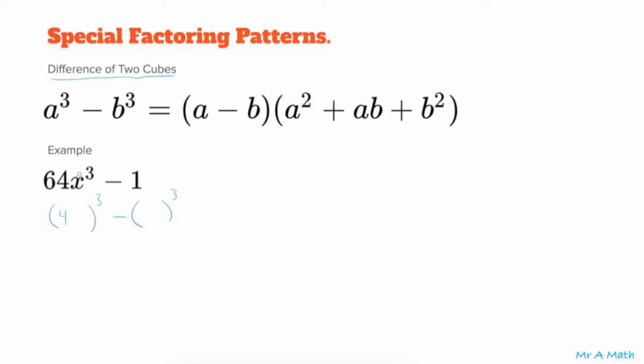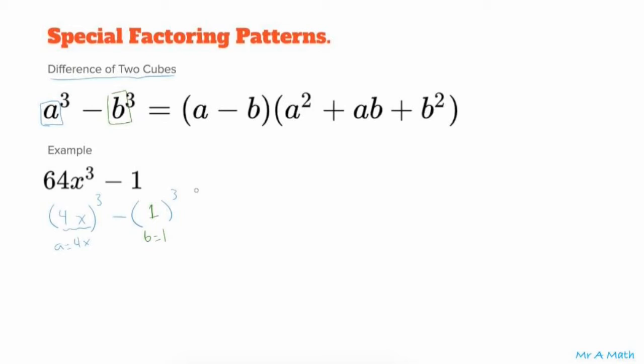And then what to the third power is x to the third? That one's nice and easy. It's just x. So in this situation, my a is actually the number 4x. So a equals 4x. And then in green, I'm going to figure out what my b has to be. So if it's minus something to the third power is negative 1, well, the only possible answer here is just 1. So b is going to be equal to 1.